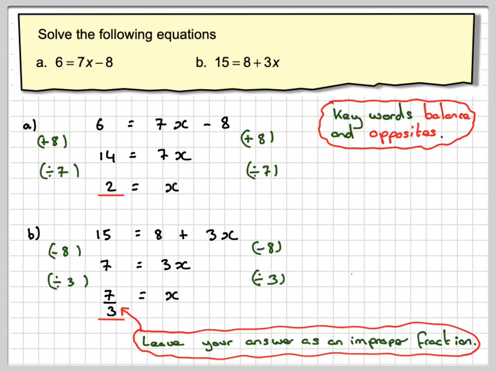So this has been a video to show you how to solve linear equations using two steps where the unknown is on the right hand side.